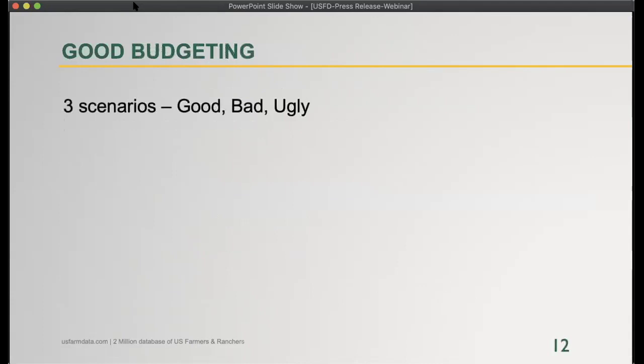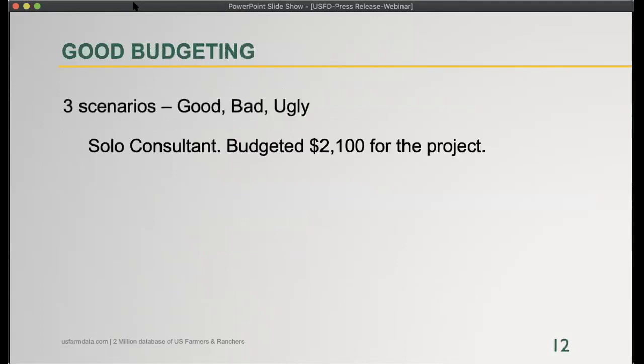So let me give you an example. This is a consultant that we were working with, and she says, here's what I have to spend on this project, $2,100.